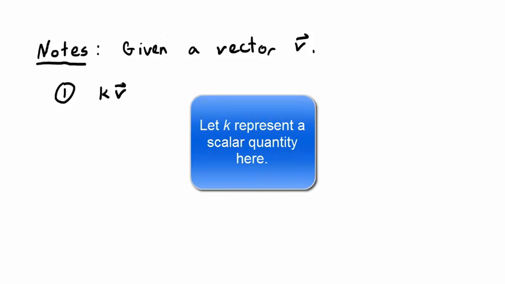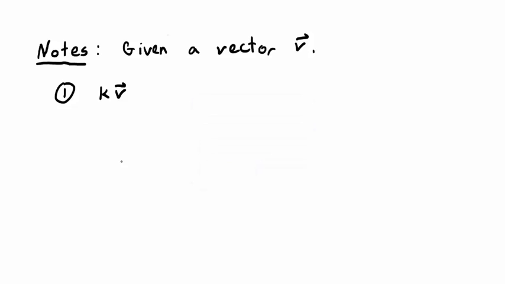Okay. Let's suppose you're given a vector v. Then, note number one, what does k times v look like? K times v is a vector that is, well, we have to be careful here because we don't know if k is negative or positive, do we? So we're assuming k is a constant. K times v is a vector that is, let's say, absolute value of k times as long as v.